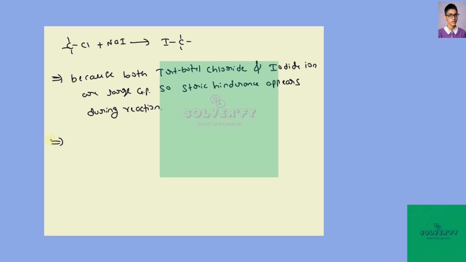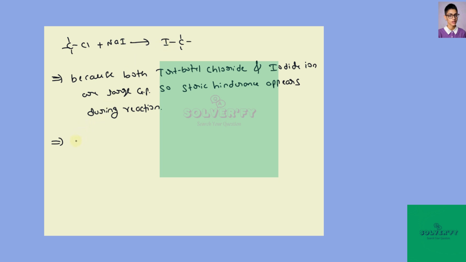So in this question they have asked why we are going to get precipitate in the product. As I told, the incoming nucleophile, that is iodide ion, is also a large group. At the same time the substrate, that is tertiary butyl chloride, is also a large group. During the reaction, steric hindrance appears. As a result of this, the reactant is not going to completely convert into product. So in the product we will get some impurities. Those impurities are formed in the form of precipitate.